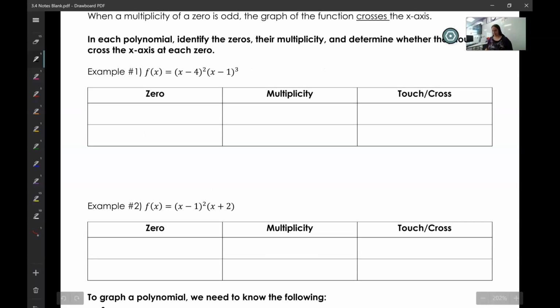So let's practice this a little bit. Example number 1. I have 2 factors here. I have an x minus 4 factor and I have an x minus 1 factor. The x minus 4 factor occurs twice. The x minus 1 factor occurs 3 times.